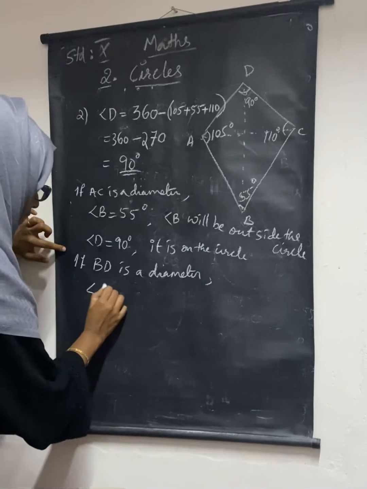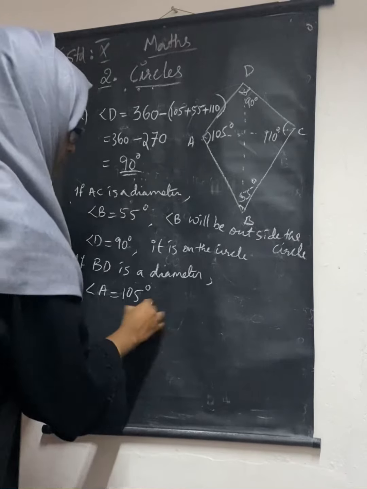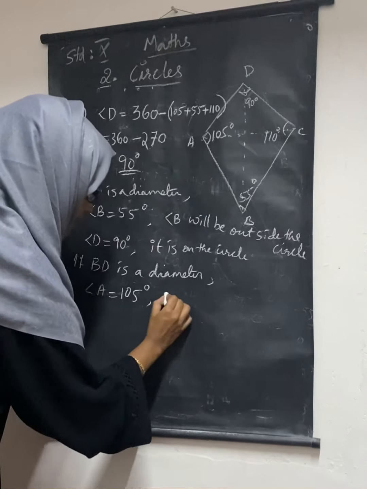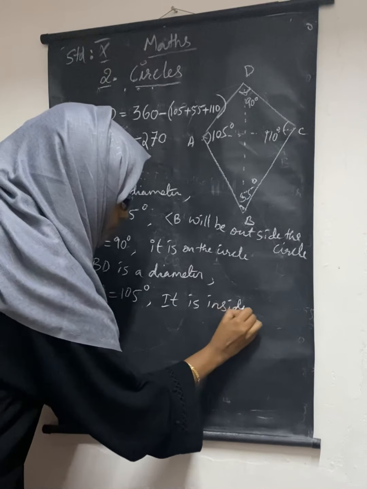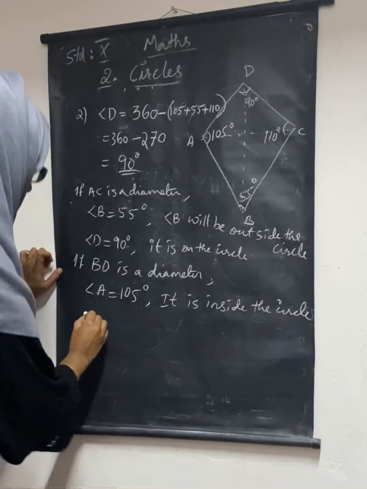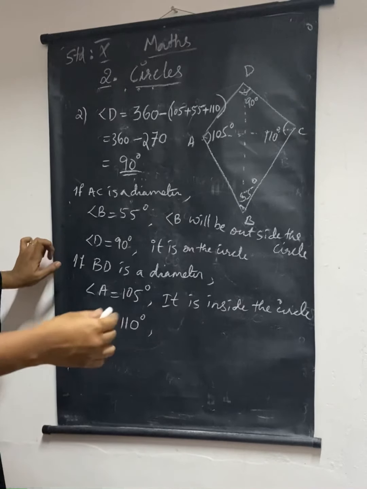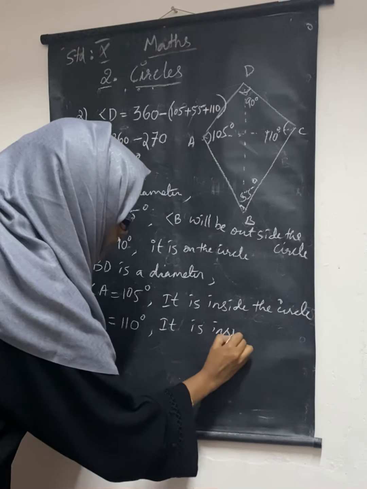So angle A is how much? 105 degrees. So it is more than 90. More than 90 means it will come inside. It is inside the circle. Next, angle C. Angle C is how much? 110. It is also more than 90. So this is also the same. It is inside the circle.